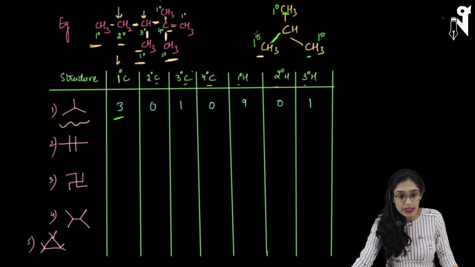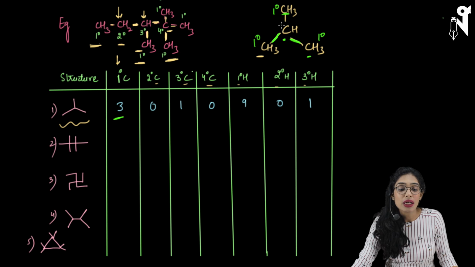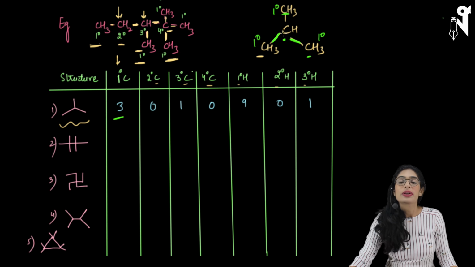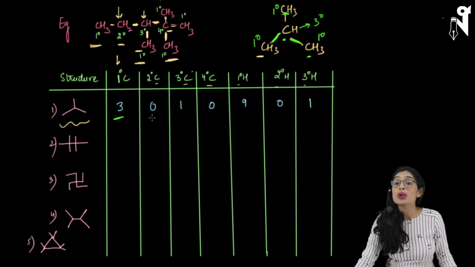Let's see this center carbon over here. This center carbon has made 3 bonds with carbon, so basically it has 3 neighbors as carbons, so this should be tertiary. So I don't have any secondary carbon, hence I have written 0 over here. I have only one tertiary carbon, so I have written 1 over here. Do I have any quaternary carbon? No. So that's why I have written 0 over here.